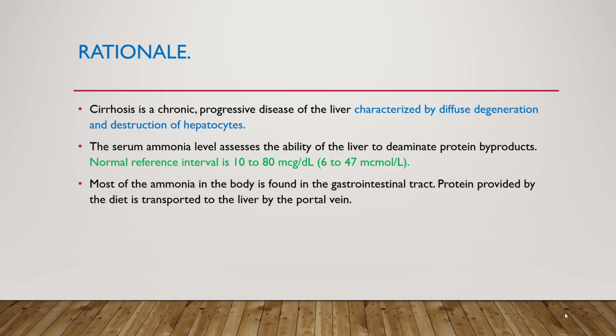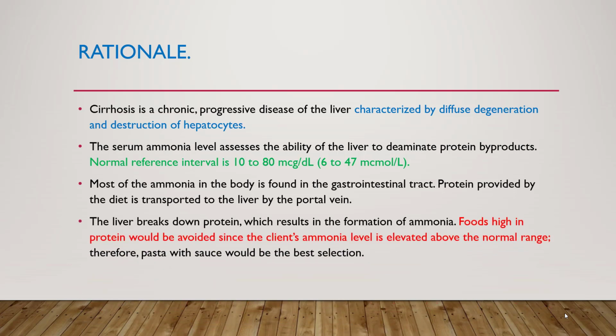Most of the ammonia in the body is found in the gastrointestinal tract. Protein provided by the diet is transported to the liver by the portal vein. The liver breaks down protein, which results in the formation of ammonia. Foods high in protein will be avoided since the client's ammonia level is elevated above the normal range. Therefore, pasta with the sauce will be the best selection.